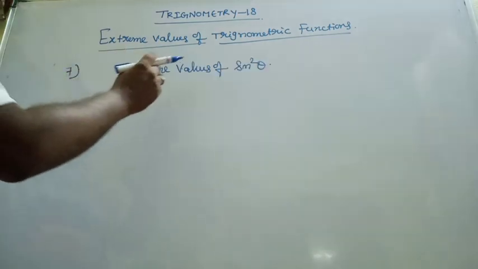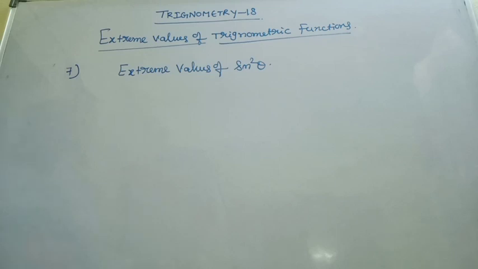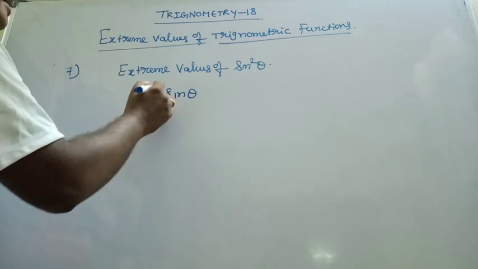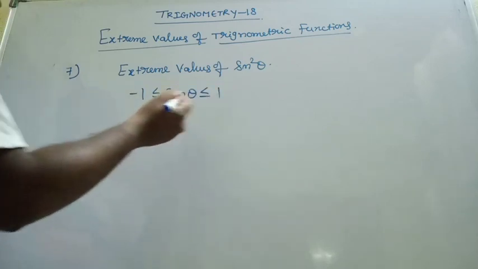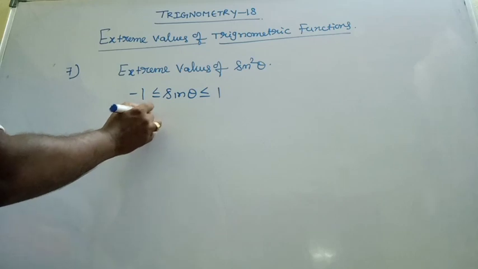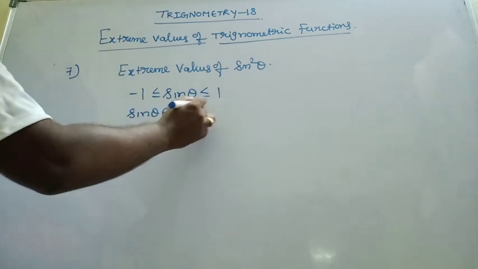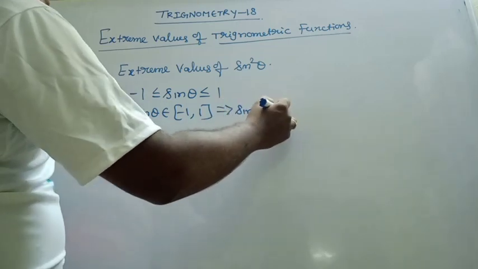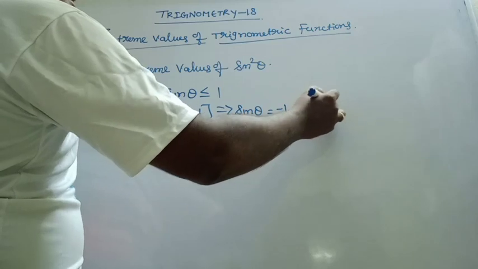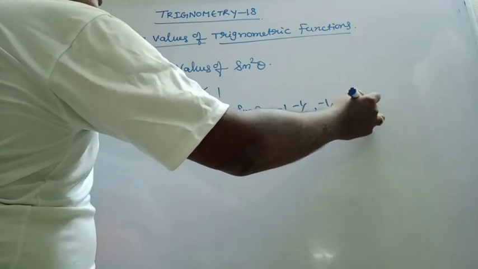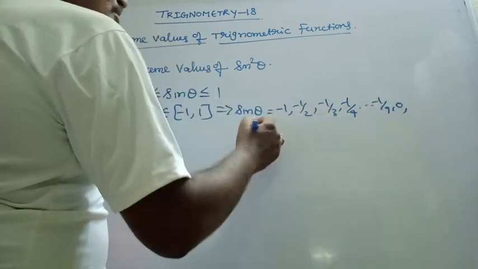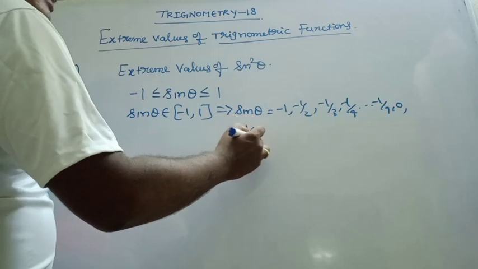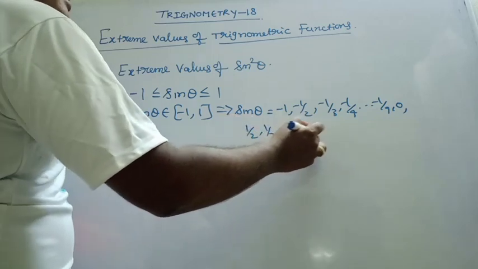Now we have to discuss the squares of these trigonometric functions. Extreme values of sine square theta. You know, my dear student, actually sine theta is lying between -1 and 1. That means sine theta values belong to the closed interval -1 to 1. That implies that sine theta will be taking the values -1, -1/2, -1/3, -1/4, so on up to -1/9, 0, 1/2, 1/3, 1/9, so on up to 1.